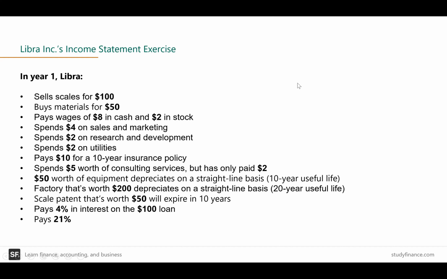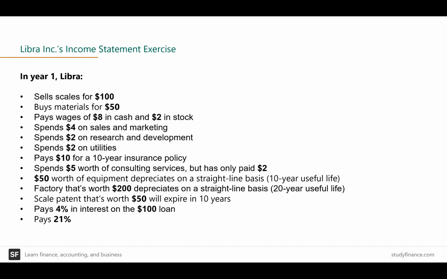Okay, so now we're back with our company, Libra Incorporated, and in this exercise we're going to walk through the following year one results and record them together on the provided income sheet. Some of these line items may look familiar as we've recorded them on a balance sheet, but the net income figure that flows through to retained earnings will be different as we've added other line items for the sake of demonstration. In real life, the net income figure from the income statement will be added to retained earnings, so there should be no discrepancy.